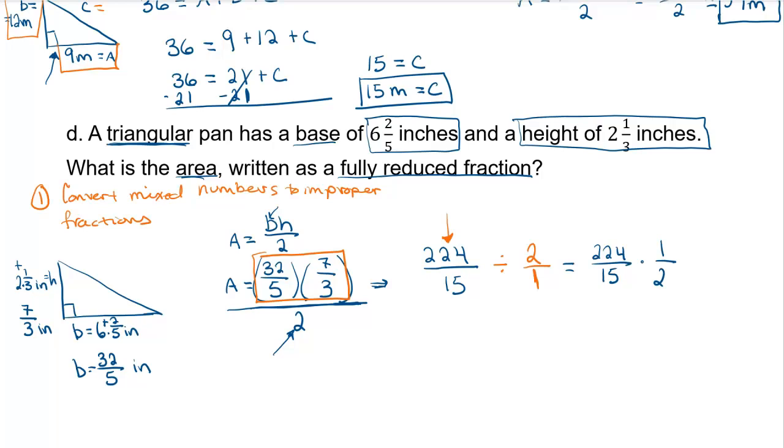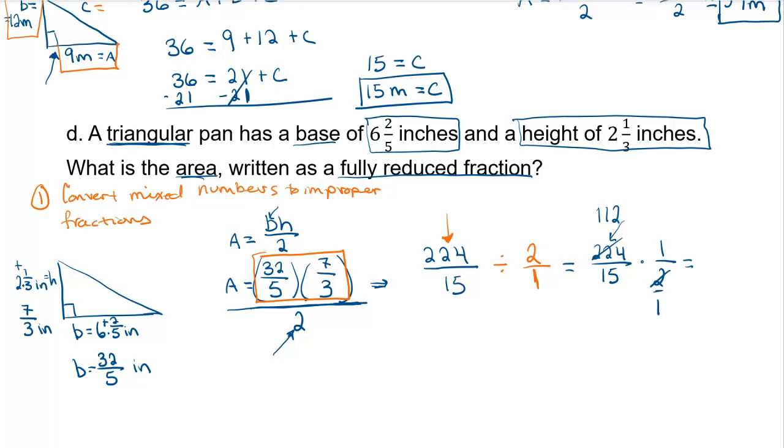So can we cross cancel? Well, yeah, we can, because we've got 224 right here that's divisible by 2, and we have a 2 right here. So 2 goes into 2 one time, and 2 goes into 224 112 times. All right, so I don't see anything else. Well, let's see. Let's test something. We've got 112 and we have 15.